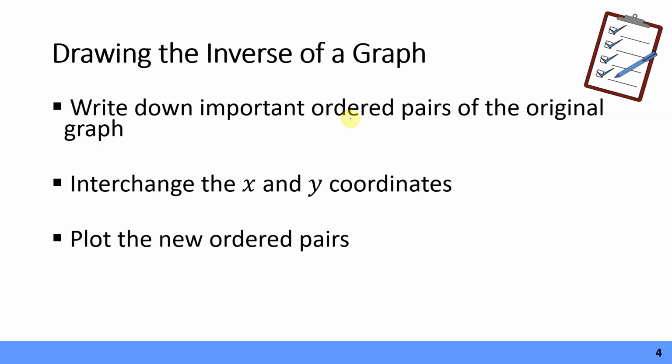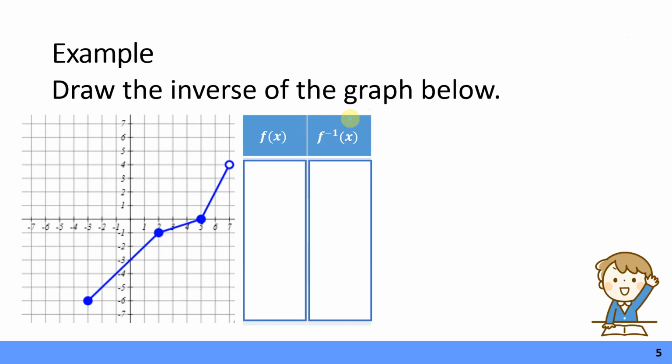After you interchange them, you just plot the new ordered pairs, and then we're going to connect the points. Okay, so again, choose points, interchange x and y, plot the new points, connect them, and voila, you're going to be done. That's going to find the inverse. So let's go ahead and try this one here. So here they give us a graph, right? So this is a graph and they're telling us to find the inverse.